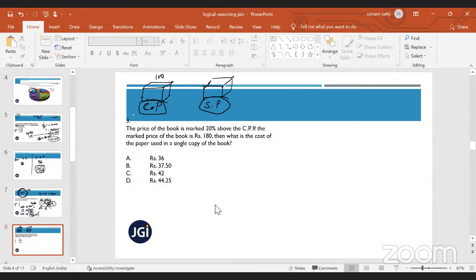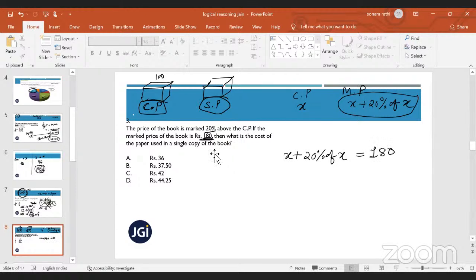So let's say the cost price was X. The mark price was how much? 20% more. So X plus 20% of X, right? The mark price is 20% more, which means 120%. The mark price is given as 180. So X plus 20% of X is equal to 180. This is the mark price.